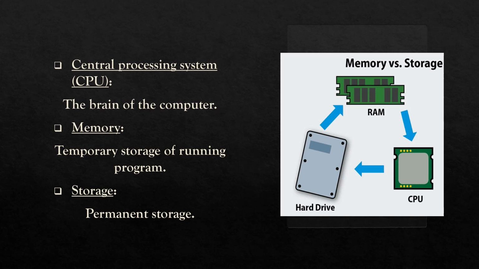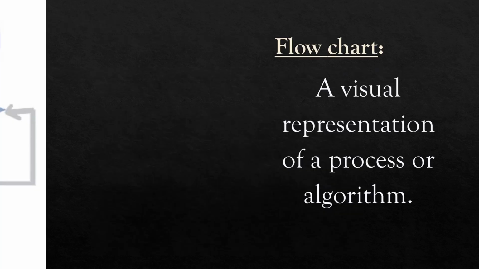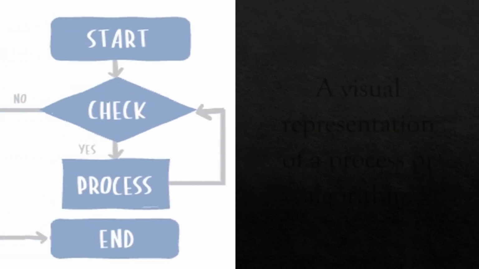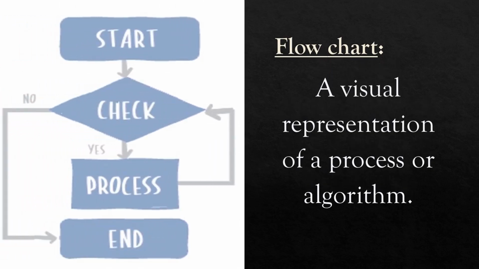Now that we have covered the brain and the memory of the computer, let's start talking about how we can plan what we want the computer to do using flowcharts. A flowchart is a visual representation of a process or algorithm. It uses symbols and arrows to show the steps involved in solving a problem or completing a task. Think of it as a roadmap of your program. It helps you plan, organize, and visualize the logic before writing any code.